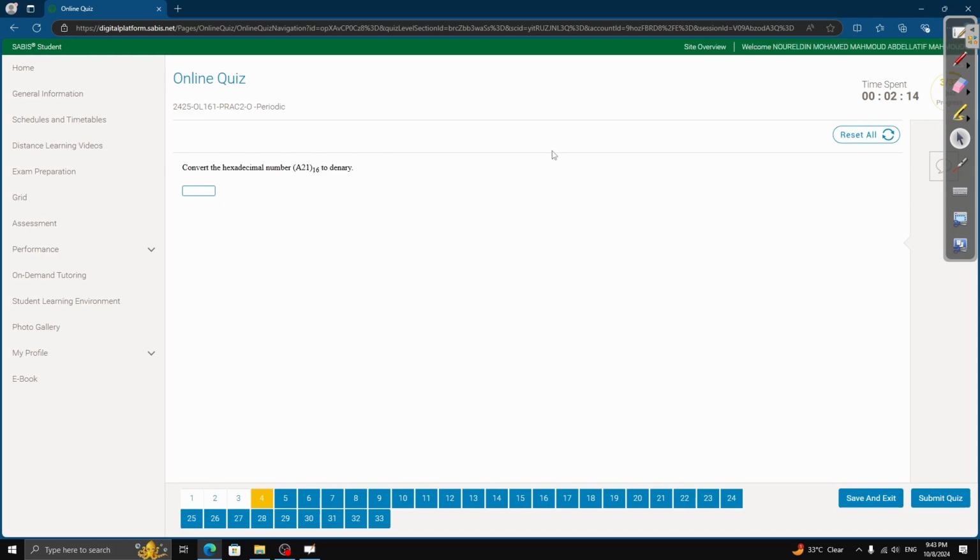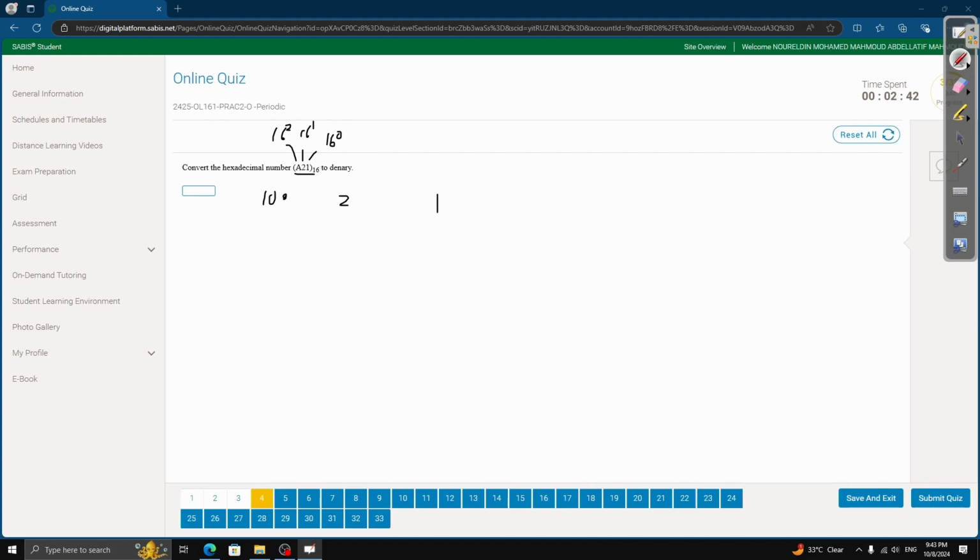Convert the hexadecimal number 82116 to denary. Take this number and split it into its constituents: 10, 2, and 1. Take each place as 16 to the power of something. So 16 to the power of 0 here, 16 to the power of 1 here, 16 to the power of 2 here.